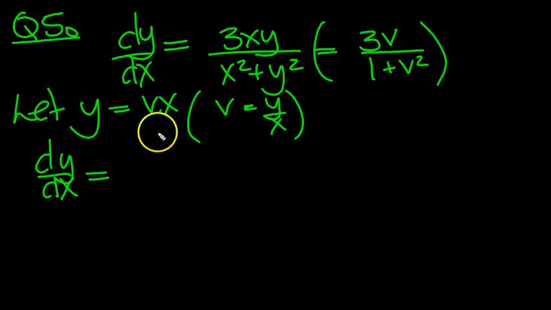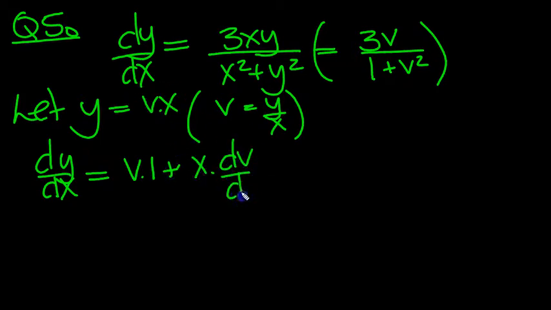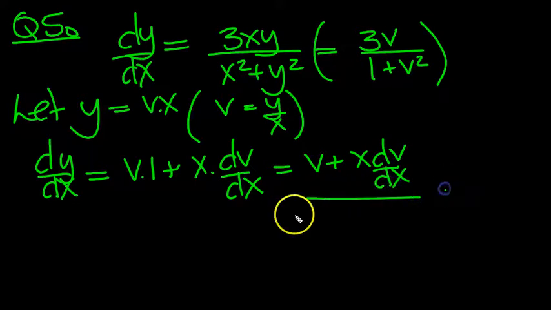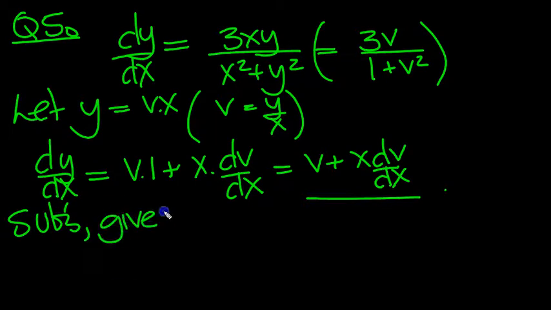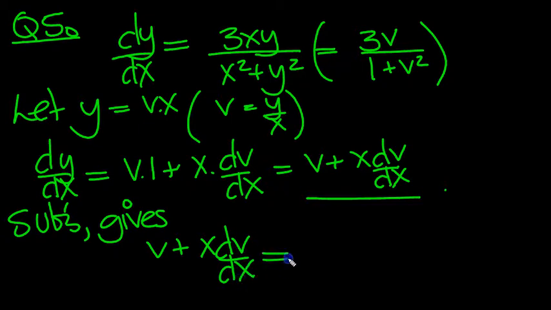It's a product rule, so we use the product rule for differentiation. The u term is v here, so it's v times 1 plus x times this thing differentiated, which is dv/dx. So we end up with v plus x dv/dx. So we've got that. Now substitution gives, so what have we got then? We've got dy/dx, which is v plus x dv/dx, equal to 3v over 1 plus v squared.